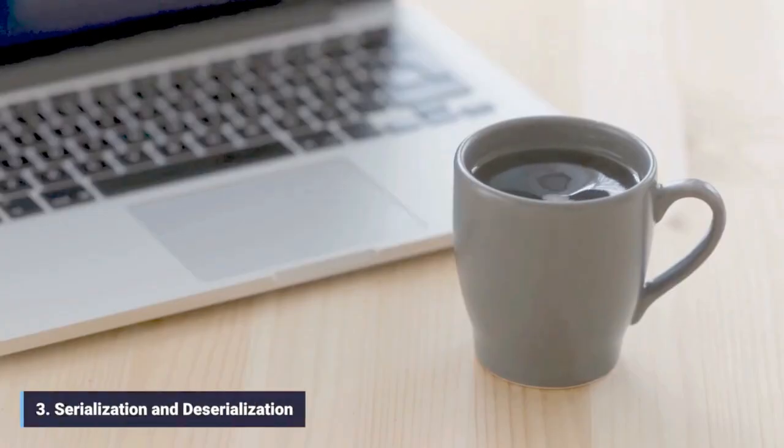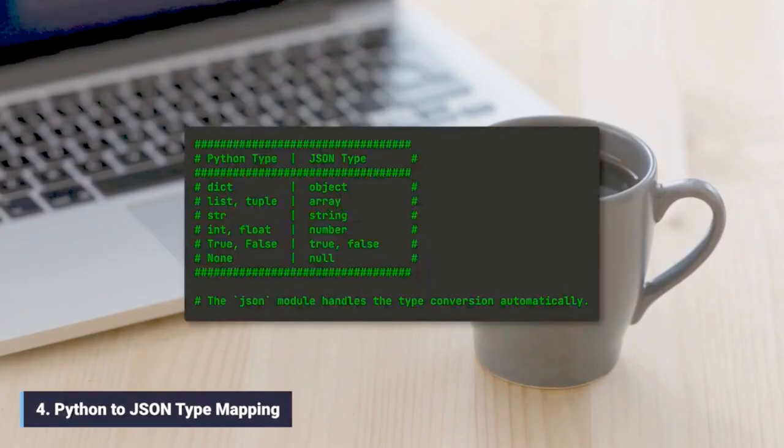3. Serialization and deserialization. There are two core concepts in this process. First, serialization converts a Python object like a dictionary into a JSON formatted string. In Python, this is called dumping the data, often done with json.dumps. Second, deserialization converts a JSON formatted string back into a Python object, which is called loading the data, done with json.load.